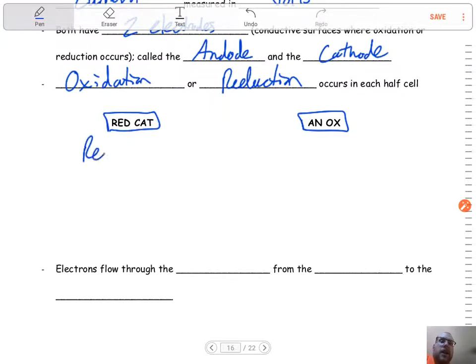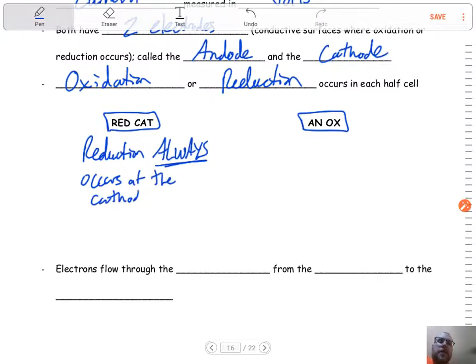Red Cat means that reduction, hence the red, always occurs at the cathode. It doesn't matter what type of cell you're looking at, whether it's galvanic or electrolytic, reduction is always happening at the cathode, which means ions gain the electrons, so they're being reduced. Ger: gain electrons, reduce. So the cathode is where you're gaining electrons.